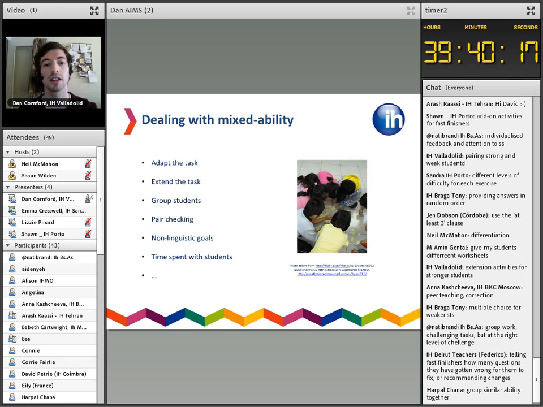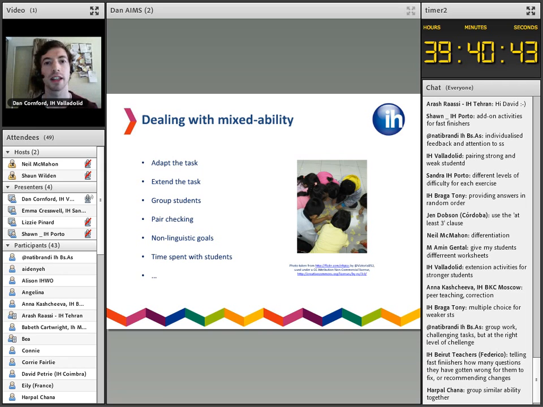For young learners especially, we might use non-linguistic goals. So the students who perhaps linguistically are a bit weaker, we can still reward them for something, whether that's a behavioural goal, something like that. And also we can adjust the amount of time that we spend with students. So we might spend a little bit more time with our weaker students, or we might spend a little bit more time with stronger students trying to push them a little bit further.